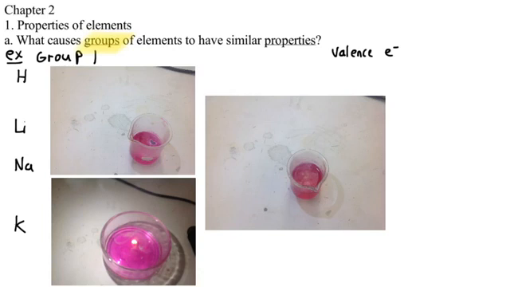So they all do very similar reactions with water because, and here's the answer, they all have the same number of outer electrons or valence electrons that can interact because they're on the outside. So the periodic table is organized so that elements that have the same number of outer electrons, so they react similarly and have similar properties, are in groups or vertical columns.